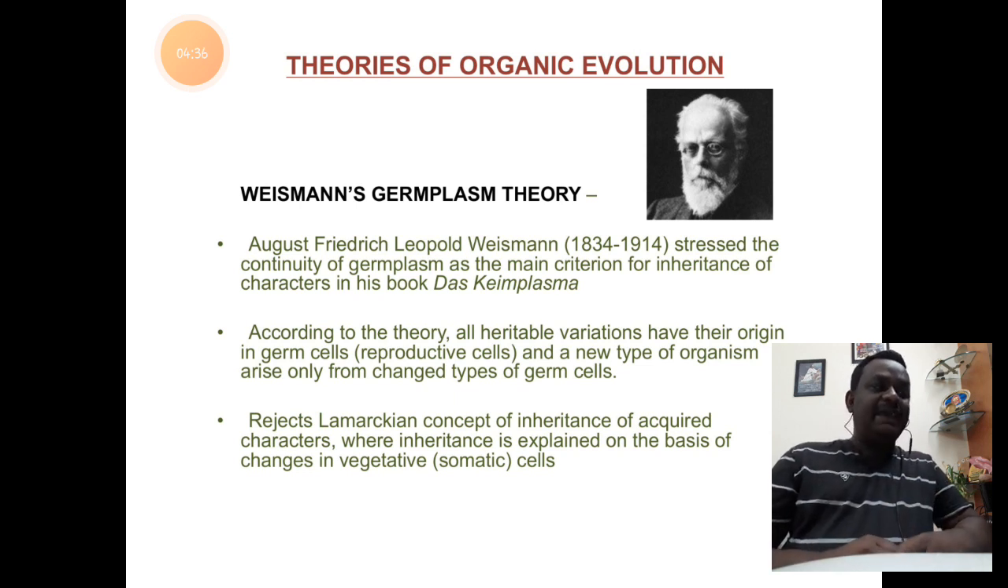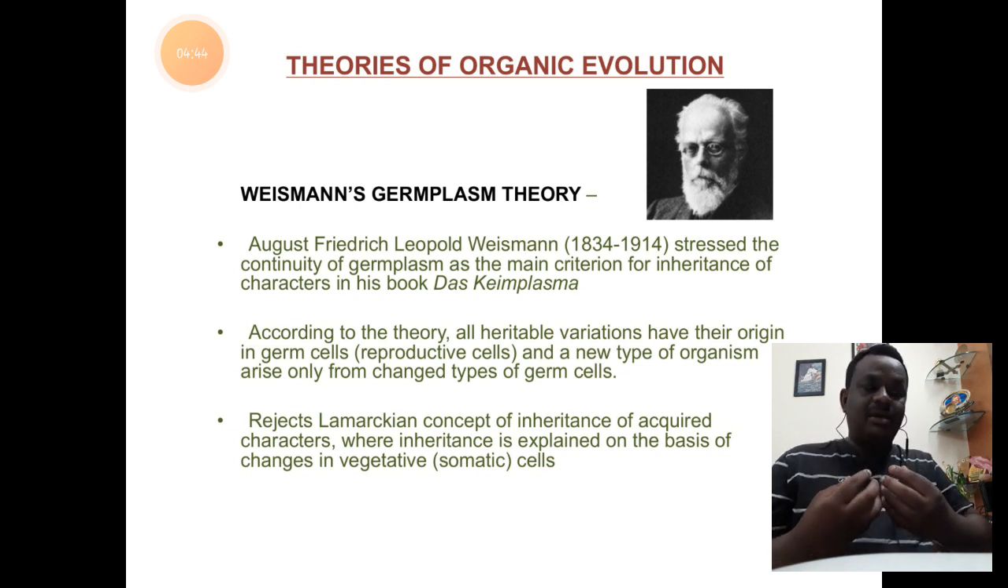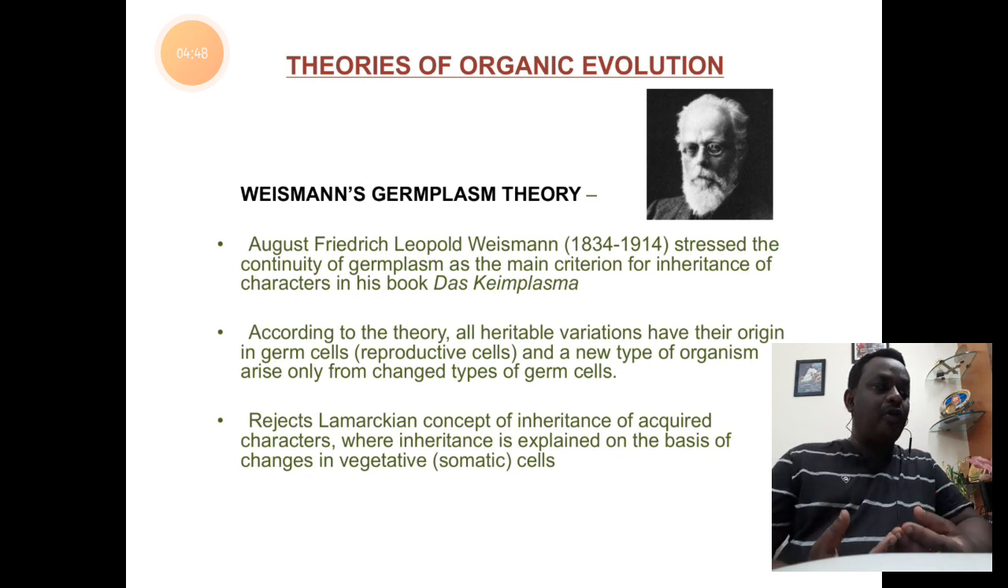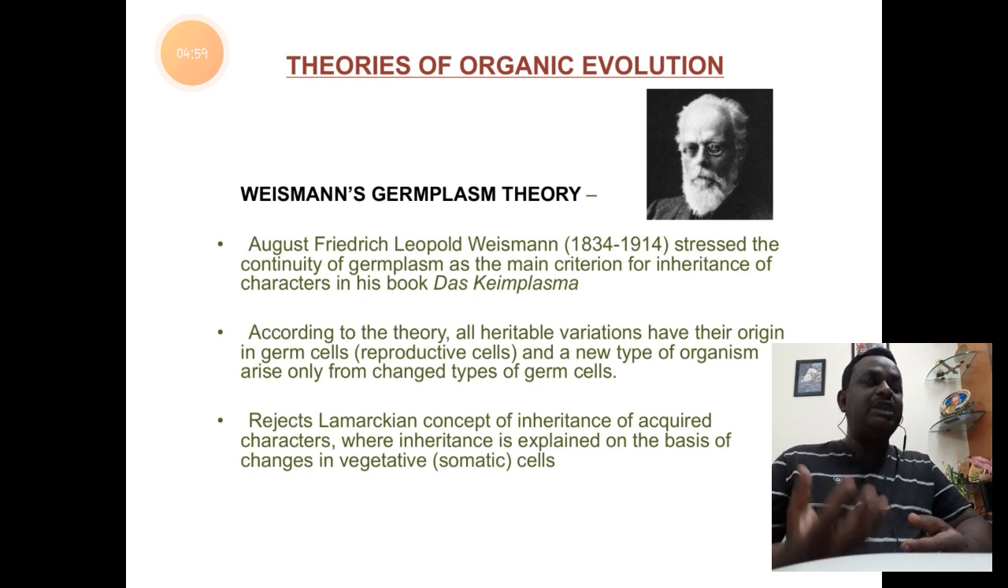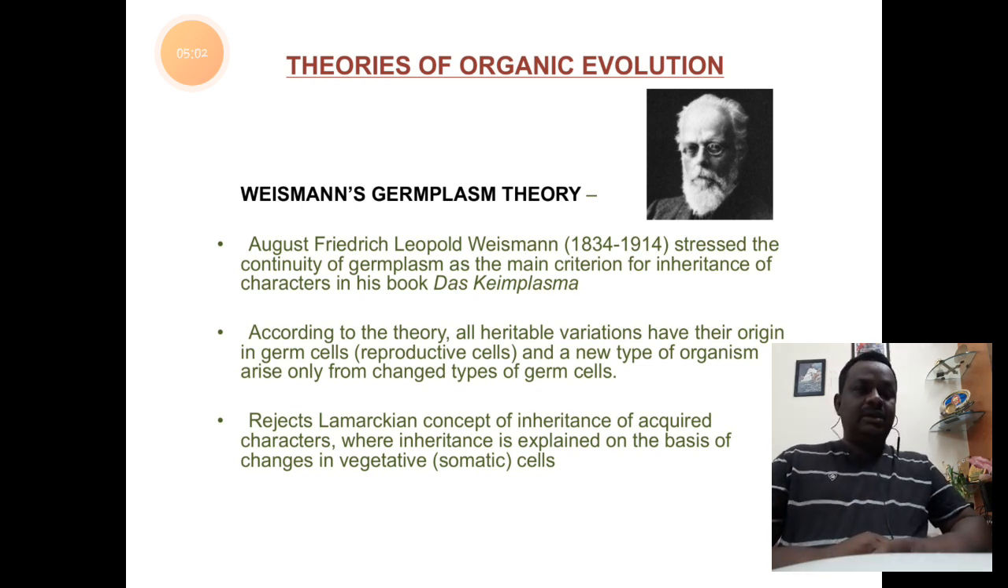It was given by Weismann, and the germplasm present in the gametes of an organism or a species is responsible for the inheritance of characters. Otherwise, all heritable changes or variations start from the reproductive germ cells of an organism.